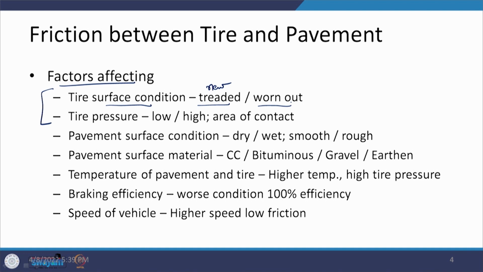When we say worn out, it means all those treads which are there have slowly gone, or the depth of those treads as well as the width of those treads are continuously reducing because of the use or because of the interaction of the tire with the pavement, and finally it is coming to a smoother surface. So, this can be one reason which may affect the friction.